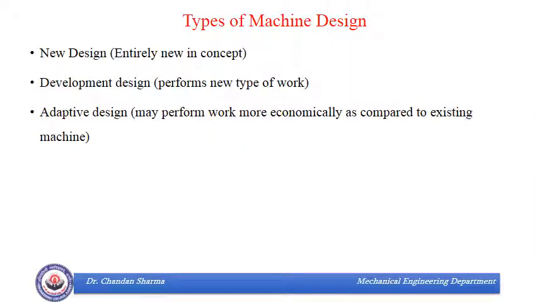Now, the design can be of three types. It can be an entirely new design, a machine that was not existing earlier. Then it can be a development design, that is, the machine was existing earlier, but the new design performs a new type of work. Or it can be an adaptive design, that is, the machine was there, but the new machine will work more economically as compared to the existing machine.